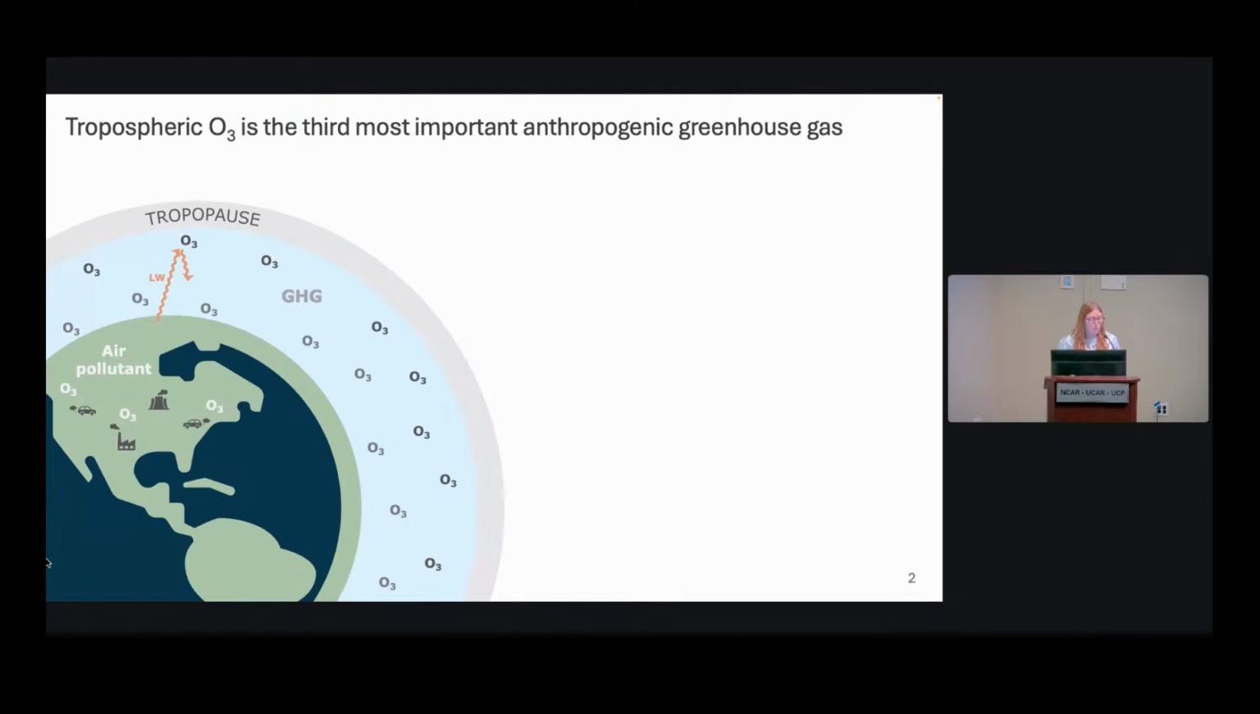Near the surface, ozone is a harmful air pollutant that is damaging to human health and ecosystems. It's formed via the reaction of CO, non-methane volatile organic compounds, and NOx in the presence of sunlight. When lofted into the free troposphere, ozone plays another important role as a greenhouse gas, absorbing and re-emitting long-wave radiation, in addition to its interactions with short-wave radiation.